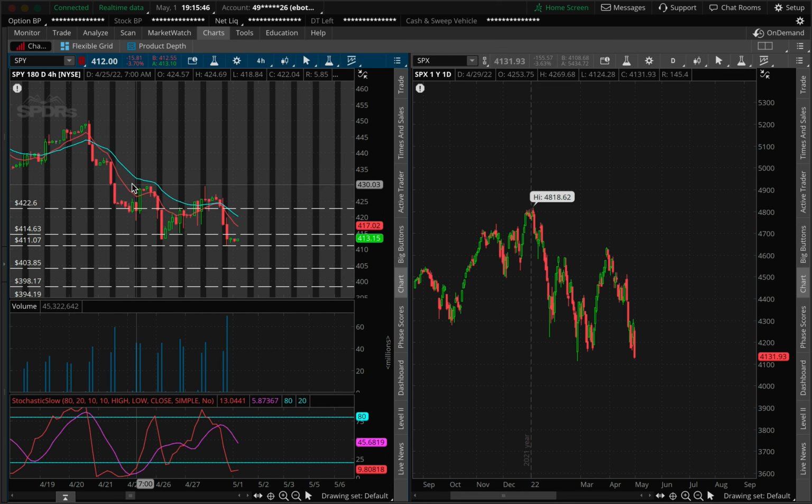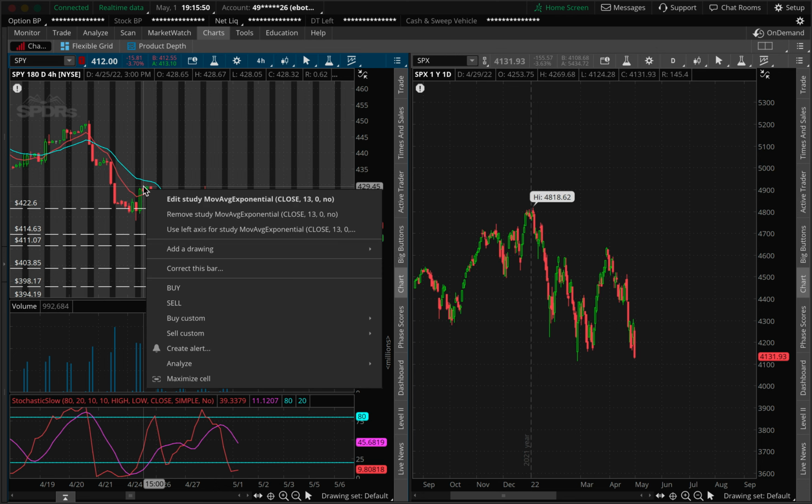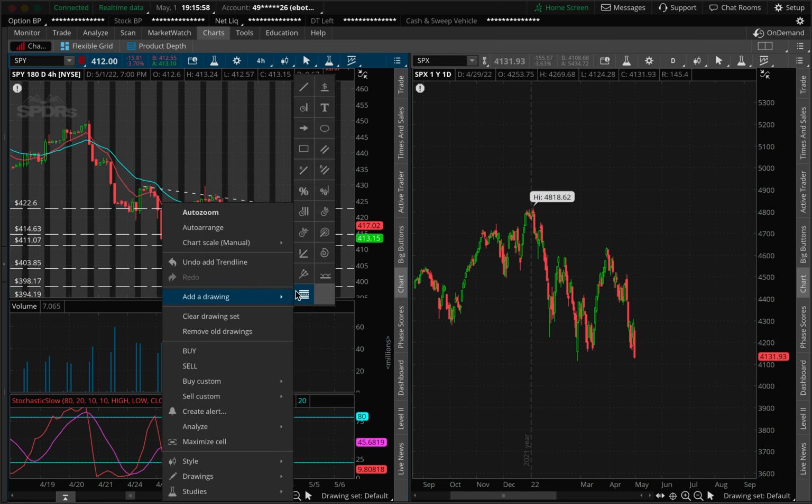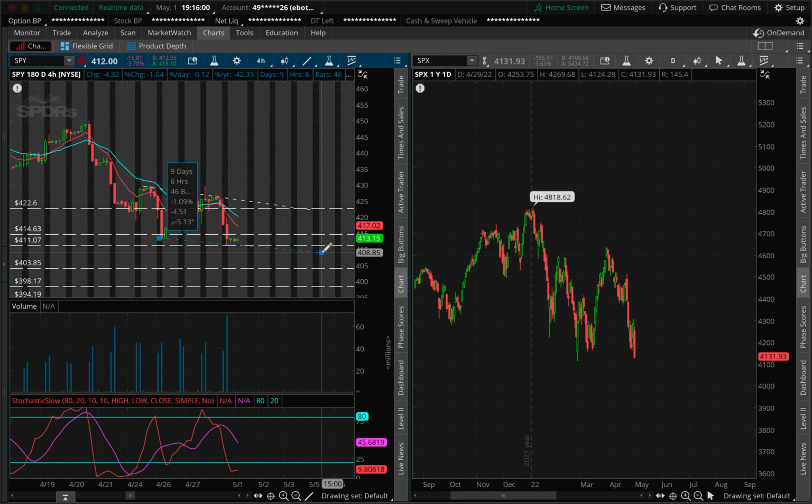Maybe something right here. Okay. So if we do, maybe, I don't even know, do we notice something there? Like a falling wedge maybe? Probably not. I don't know.